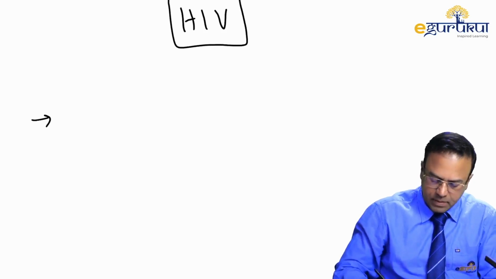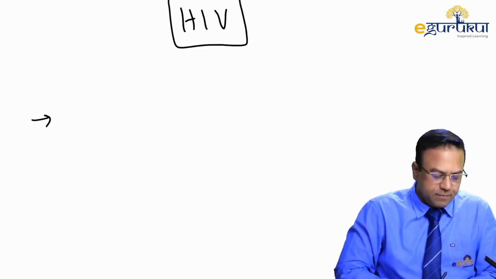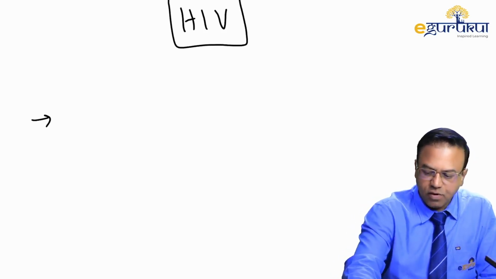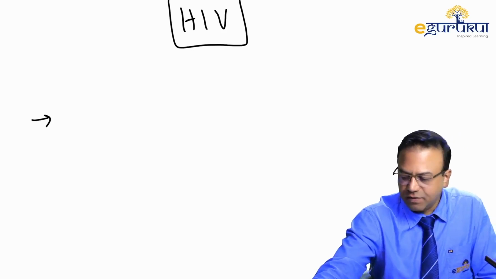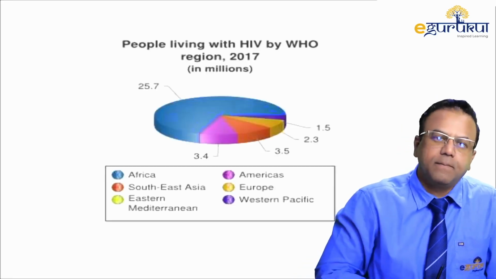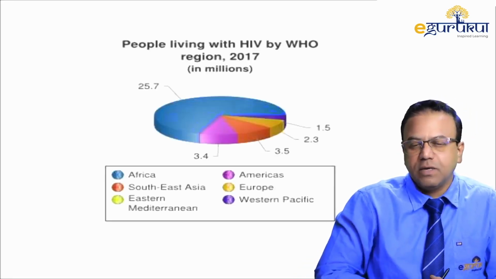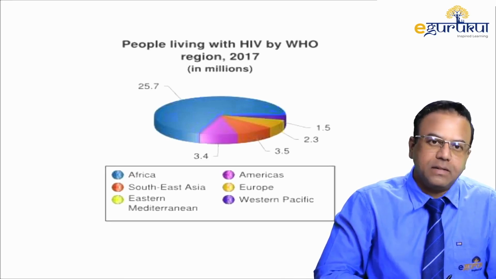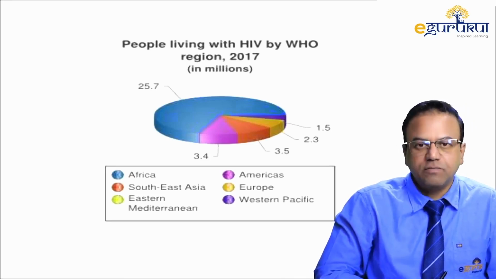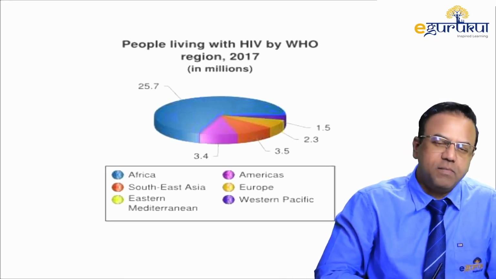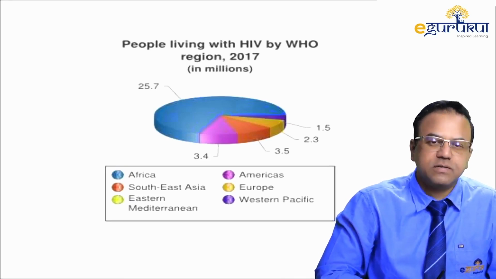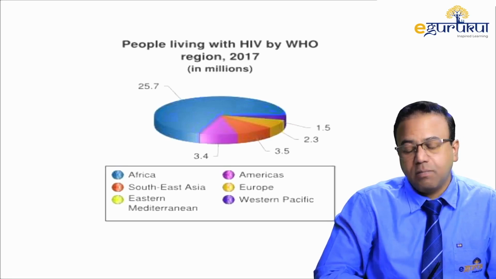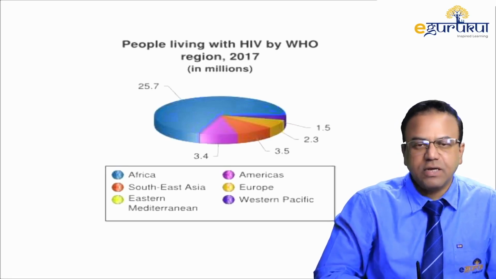The topic we're discussing now is HIV, human immunodeficiency virus. Close to around 40 million people are living with HIV across the world, and you can see the percentages over there. A major chunk of these 40 million are located in Africa, and the remaining are distributed across the world. India has around 2.4 million people in the 2017 statistics. That is the number of people living with HIV in India.